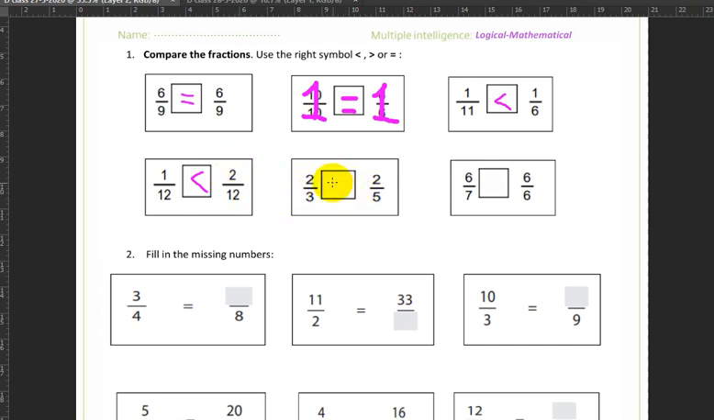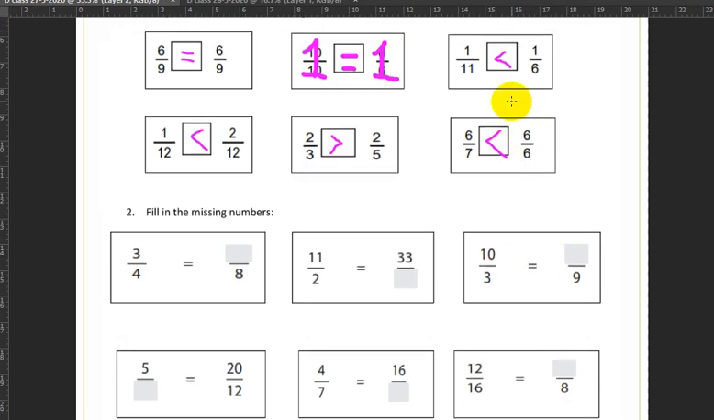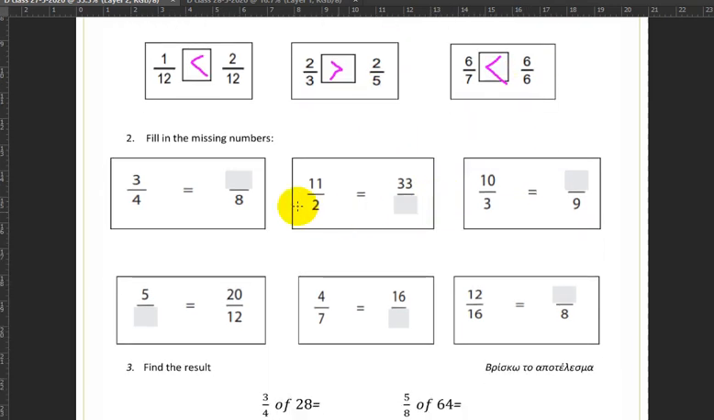Then we have 2/3 and 2/5. 2/3 is greater, like this one. Here we have 6/7 and 6/6. 6/6 is greater like this one also, where the numerators are the same.